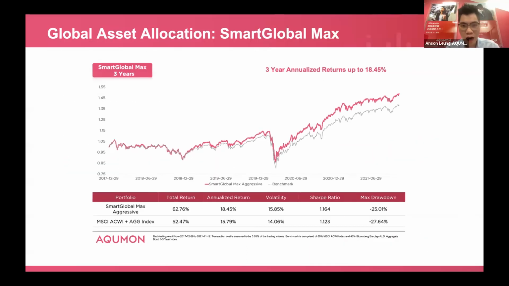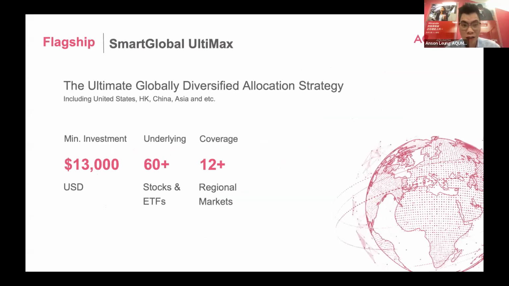So moving on, since we have had the successful launch of Smart Global Max portfolio in the past 3 years, in 2021 we have launched an upgraded version of Smart Global Max portfolio, which is the Smart Global Ultimax portfolio. We will categorize this portfolio as the ultimate globally diversified asset allocation strategy. Of course, when compared to Smart Global Max, it has a higher investment threshold. The minimum investment amount is around $13,000, which is approximately 100,000 Hong Kong dollars.